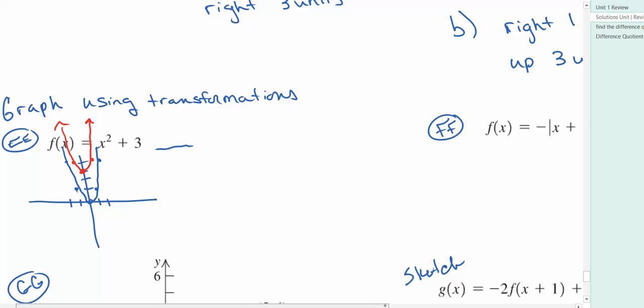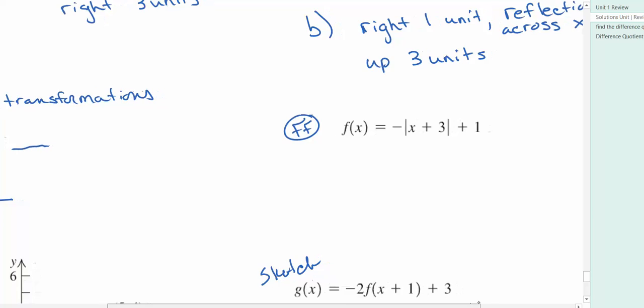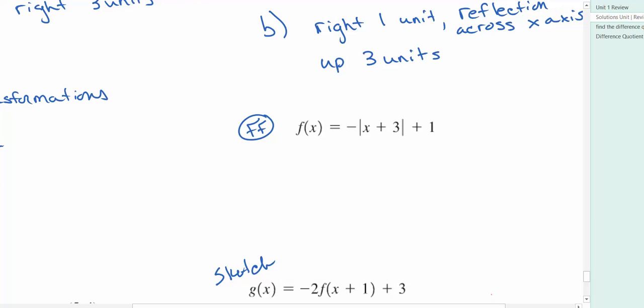All right, on g, let's look at this one. This is the absolute value function. It's shifted left 3, reflected across the x-axis, and then shifted up 1 unit. If I do the original absolute value function, it is at 0, 0, and then also at 1, 1, and then at 2, 2. That's your original absolute value function. And this new transformation is quite a few transformations.